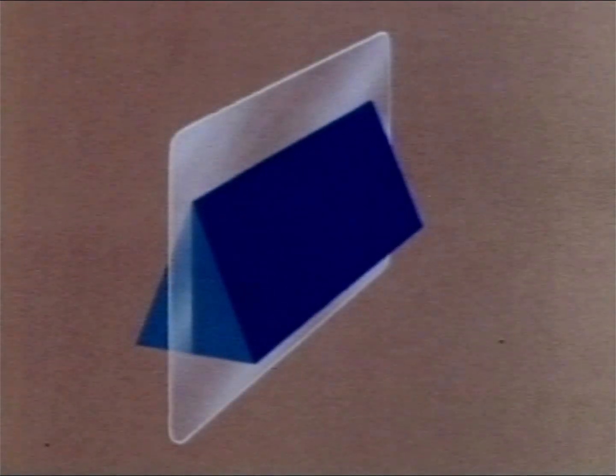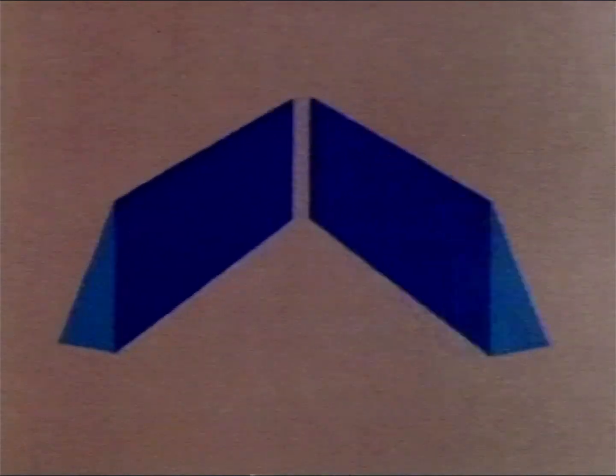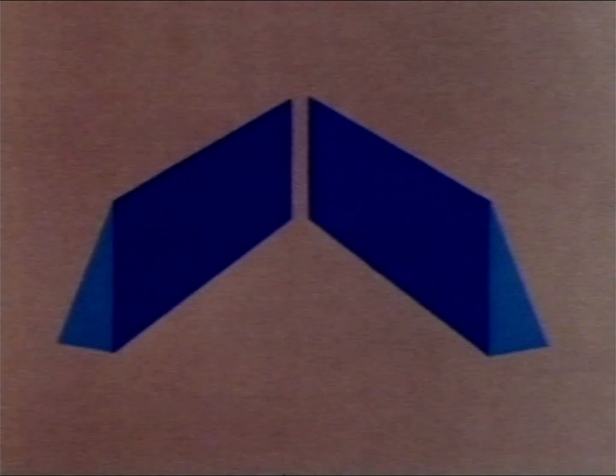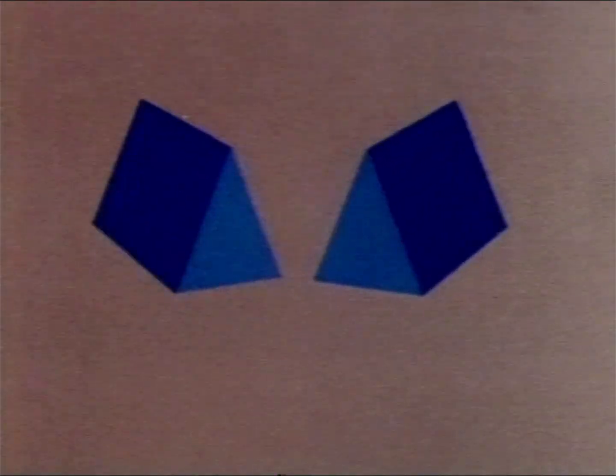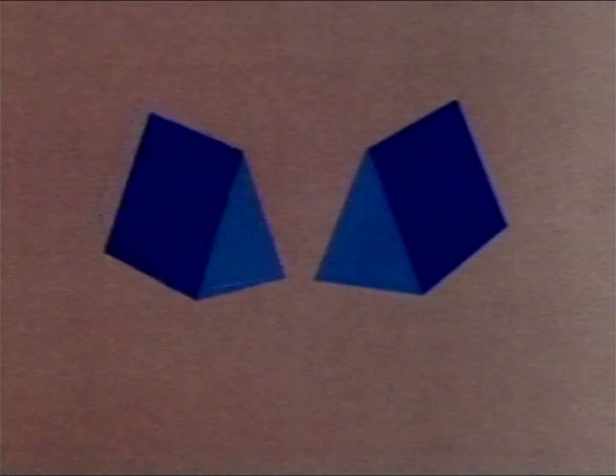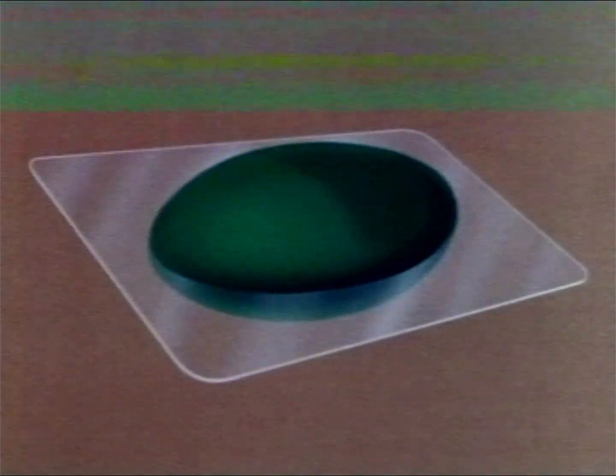Some things have more than one plane of symmetry. This solid has two. One here and one here. This means that you can cut it into two matching halves, either like this or like this. Here's something with three planes of symmetry. 1, 2, 3.